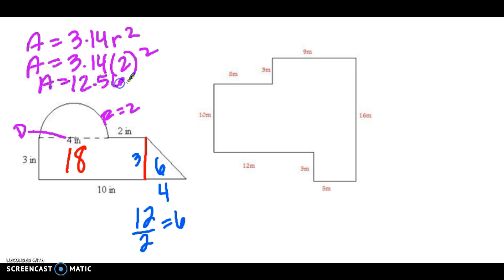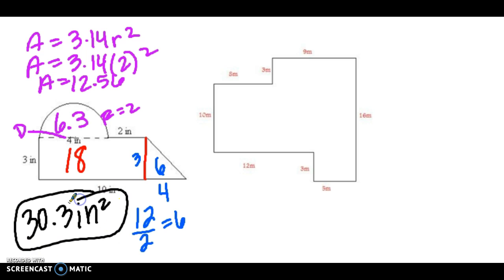But 12.56 is the area of a circle with a radius of 2. I don't have a whole circle, I have a semicircle. So I have to divide that by 2, and I'll get that 6.28 or 6.3 if I round to the nearest tenth. So now I add these three shapes together. 18 plus 6 plus 6.3 is 30.3 inches squared.